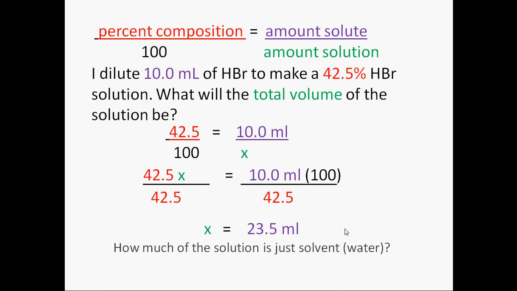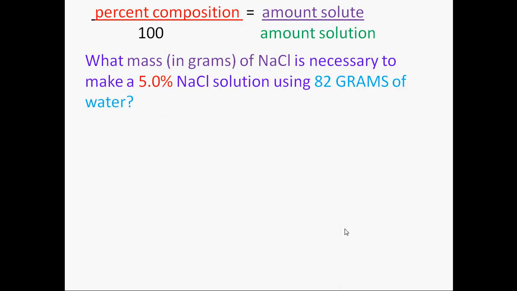We'll do one more percent composition problem, and then we'll move on to parts per million, and we'll be done. All right, so last one. We want to make a 5% saltwater solution. We've got 82 grams of water. The question is, how much salt should I add to that water?